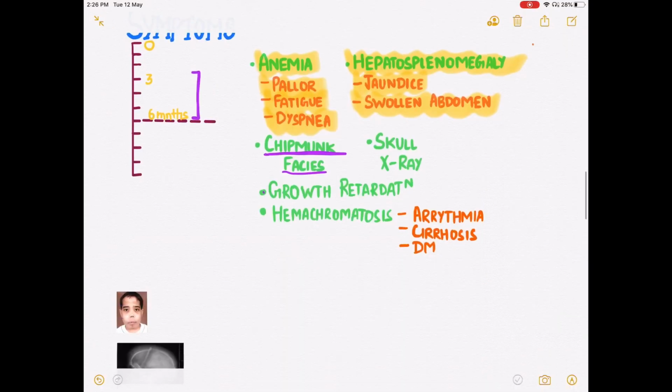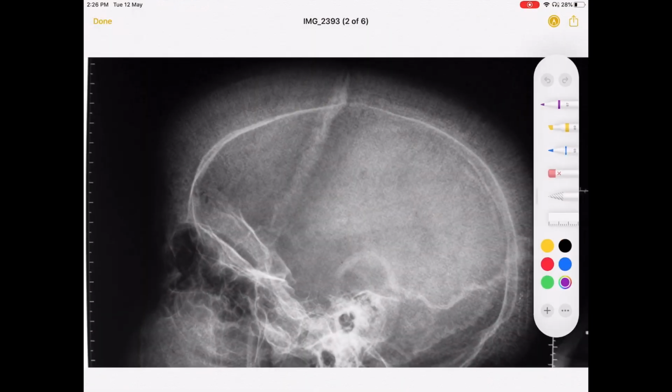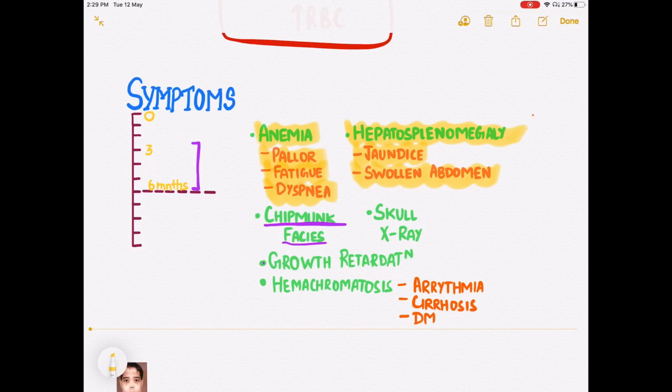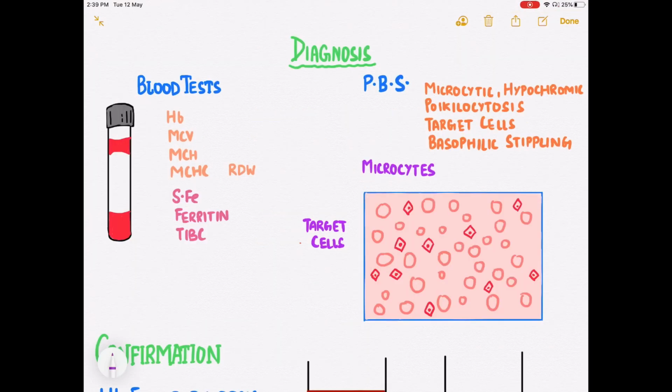On observing the skull X-ray, you will find a translucent bone marrow over the skull bone with fine hair-like projections, and you can correlate it with goosebumps, which make the hair on your arms rise, because of which it is known as the hair-on-end appearance of the skull bone. Growth of a child may also be retarded due to beta thalassemia, and hemochromatosis may cause complications such as arrhythmias, cirrhosis, or diabetes mellitus.